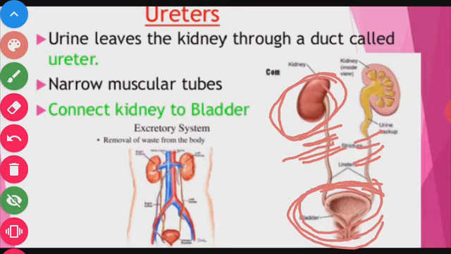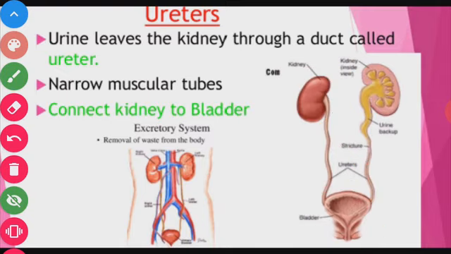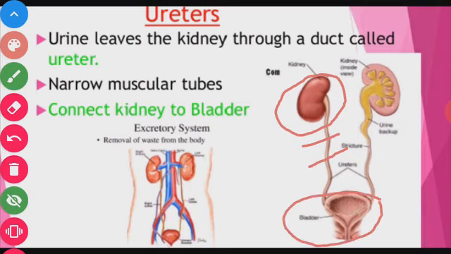We can say these ureters are the connecting link between the kidneys and the urinary bladder. The wastes that are present are transferred from the kidneys to the urinary bladder through these ureters, and these ureters are tube-like structures.